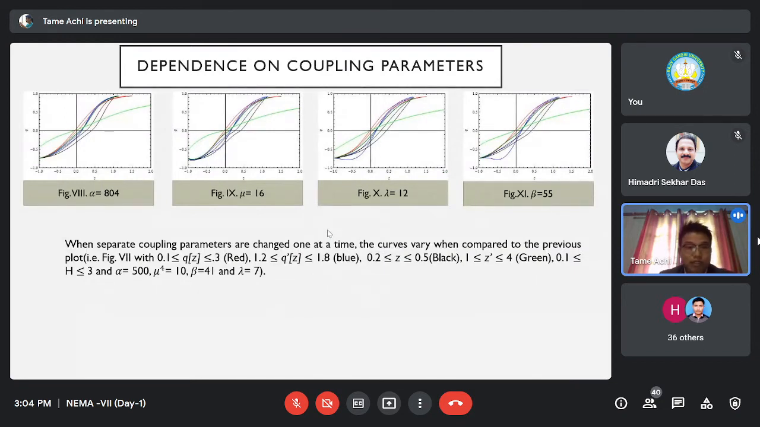In these figures, what we have done is we have varied the coupling parameters individually, and we have found that as we change the value of a coupling parameter, our plot changes. For alpha, initially the value was taken as 500, and changing it to 804 gives a graph different from figure 7. And similarly we have done it for mu, lambda, and beta.